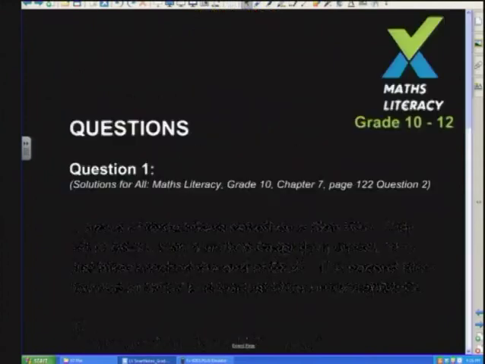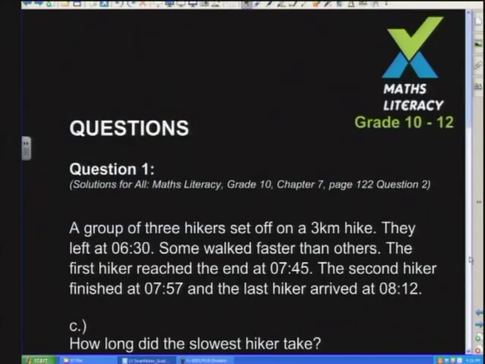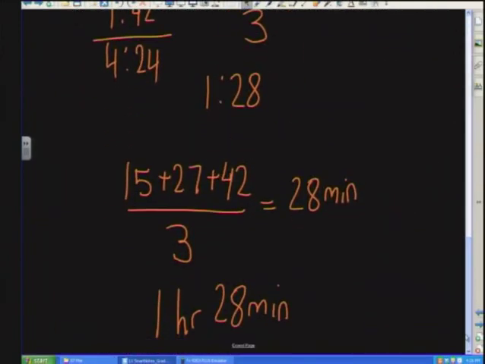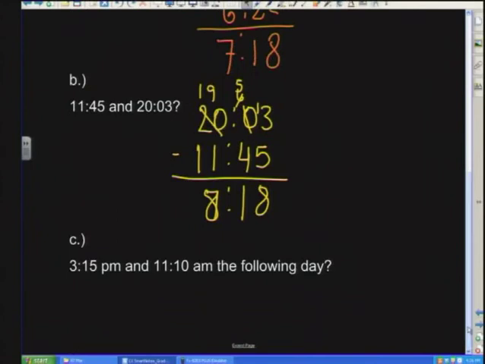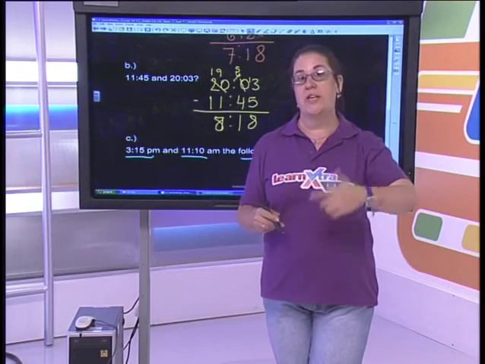From 3:15 p.m., okay, it's disappeared on us on the next page. Right, let's try that one again. Maybe I need a pen. From 3:15 p.m. to 11:10 a.m. the following day. Now I need to break up this calculation into 2 parts.